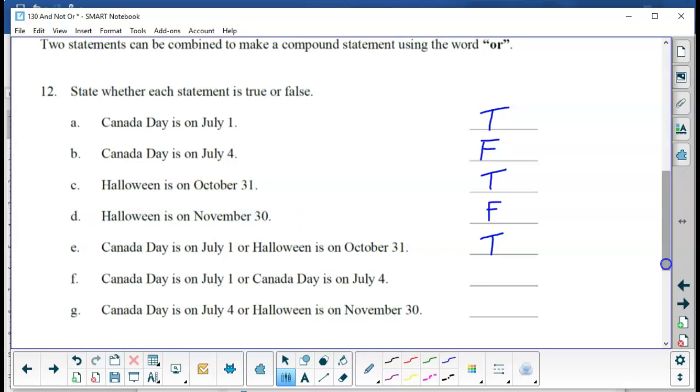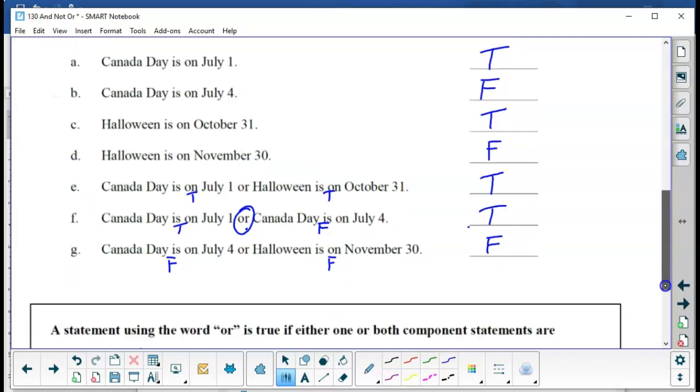It's on the 1st or 4th? Yeah, it is. It's on the 1st. So that statement, because of the or, is still true. Canada Day on July 4th or Halloween on November 30th, neither of them are true. So now that's false. So this was false, so the whole thing is. This was true, this was false. So it is still a true statement because of or. This was true, so of course the whole thing is true.